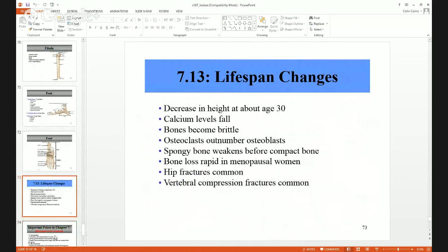Okay, lifespan changes though. People start shrinking once they reach about age 30. The calcium levels in your blood fall. Bones become brittle. Osteoclasts start outnumbering osteoblasts. Spongy bone weakens before compact bone. Bone loss is rapid in menopausal women. Hip fractures start becoming common as they get very old. Vertebral compression fractures can be common.